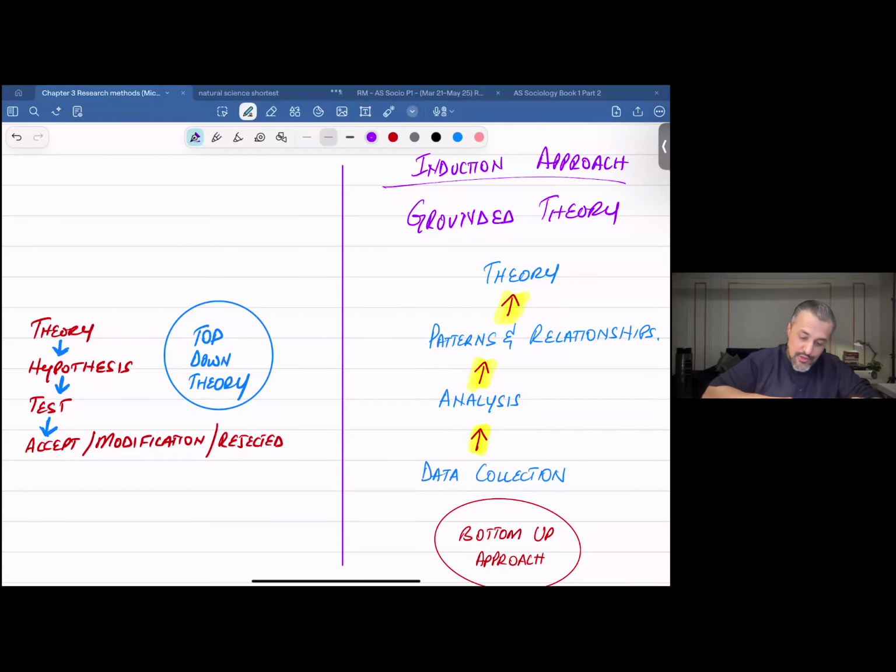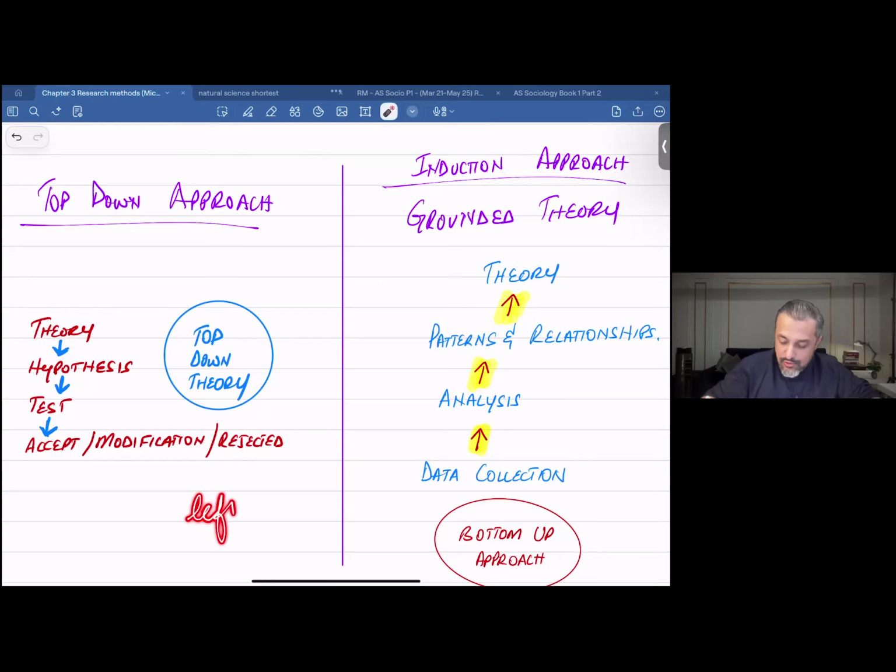On the other hand, you have the top-down theory. Since this is already written, you refer to this as the top-down approach. If you still don't get this, I've divided this entire thing into two sides, the left side and the right side. All you have to do is focus on the direction of the arrows.